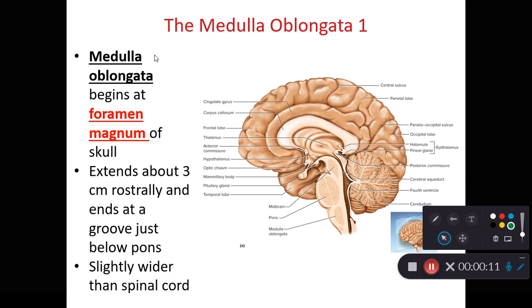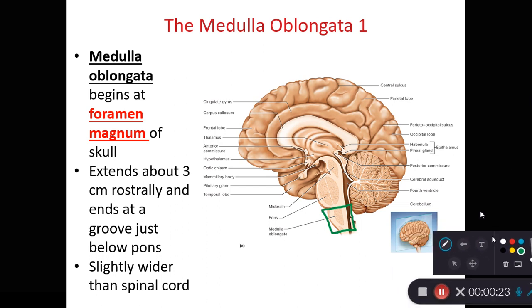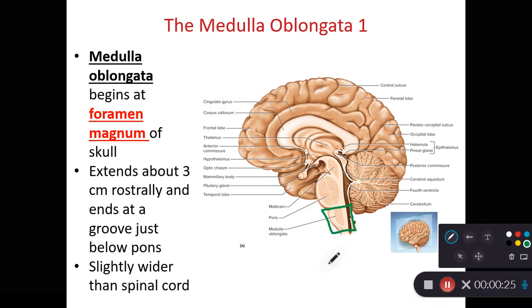So as we look at the medulla oblongata, that is the most primitive, most inferior, or caudal part of the brain. It's located right at the opening of the foramen magnum within the occipital bone, and it extends rostrally, or towards the forehead, about 3 centimeters.